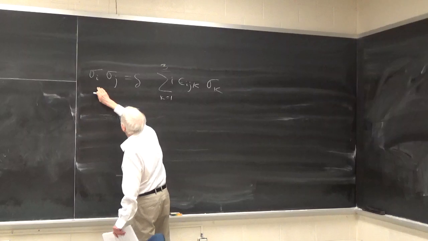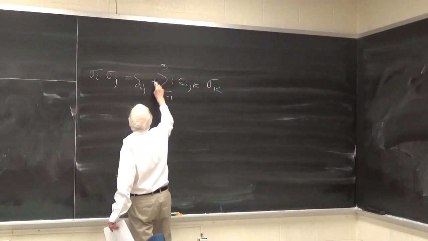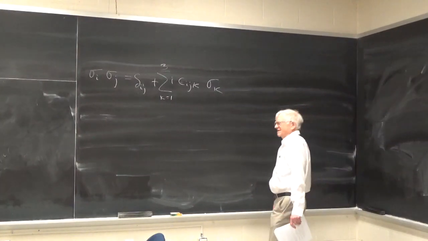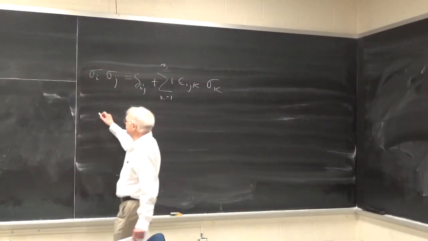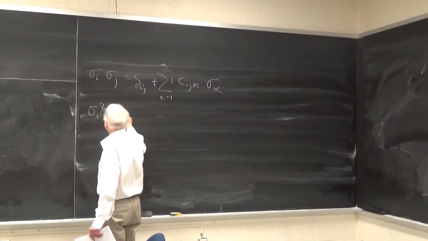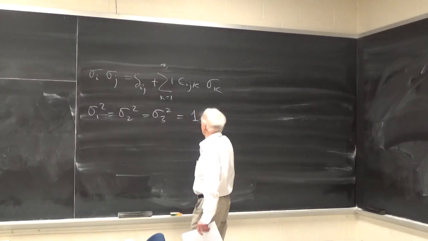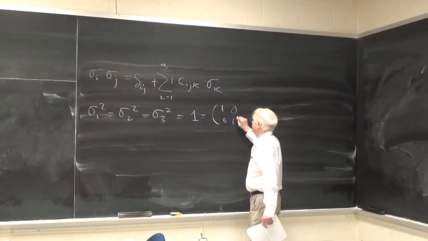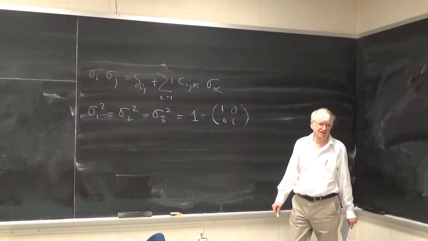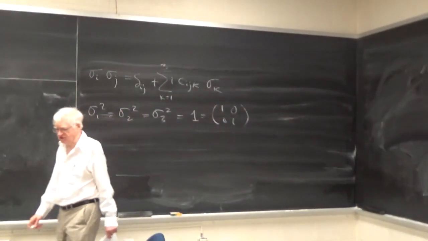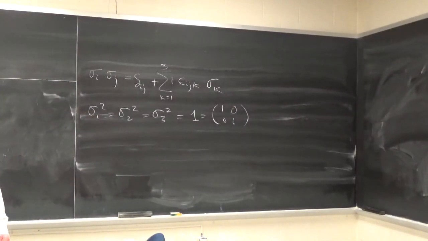That's correct if i is not equal to j, but there's also a Kronecker delta. That is to say, sigma_1 squared is equal to sigma_2 squared is equal to sigma_3 squared is equal to 1, which is the 2 by 2 unit matrix. So I was just focusing on the case of i not equal to j in the problem session. The sigmas are the Pauli matrices that are defined on one of the early pages of the handout.